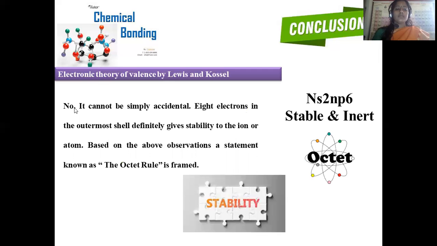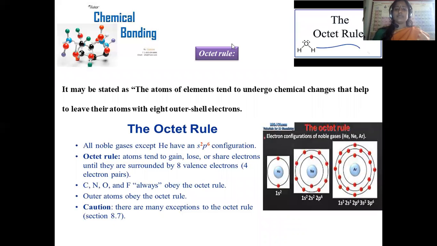No, it is not simply accidental. Having 8 electrons in the outermost shell is mandatory in order to attain stability. Based on the above observation, the statement known as the octet rule is framed. When they get the ns2 np6 outermost shell configuration, that is regarded as an octet, and only then will they attain stability. This is the final conclusion we draw from all the parameters we discussed. Now we are going to discuss a clear view of the octet rule, what is actually called the octet rule. In order to explain that, first we have the definition for this one.